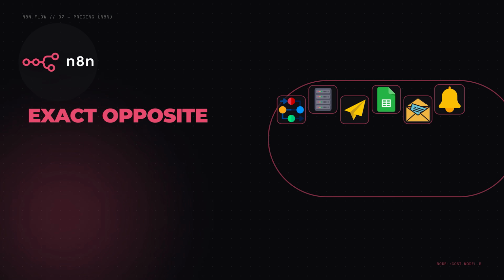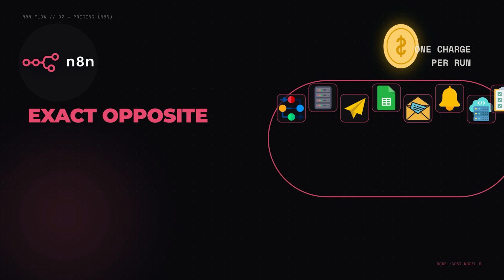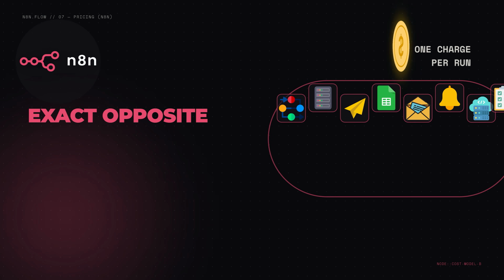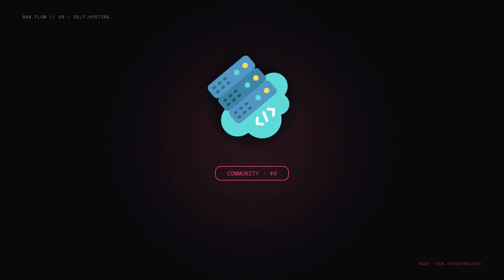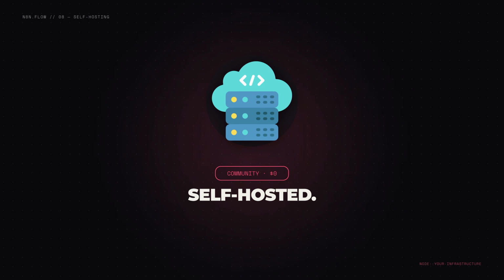n8n does the exact opposite. n8n charges us for workflow execution. It does not charge per step. We can add as many steps as we want to a workflow, and we are only charged for that one workflow run. Second, self-hosting. n8n also has a community edition. This is the free self-hosted version. We can run it by ourselves instead of letting n8n run it for us.